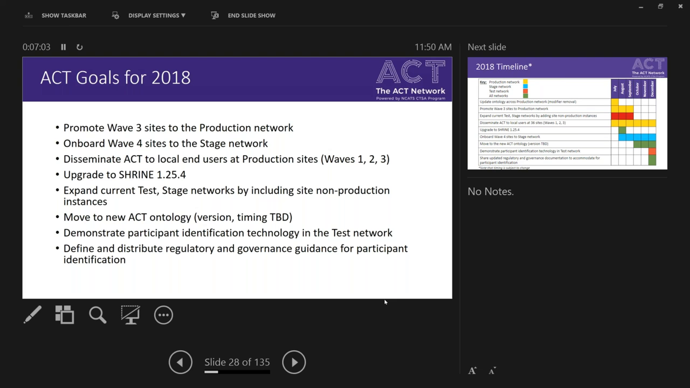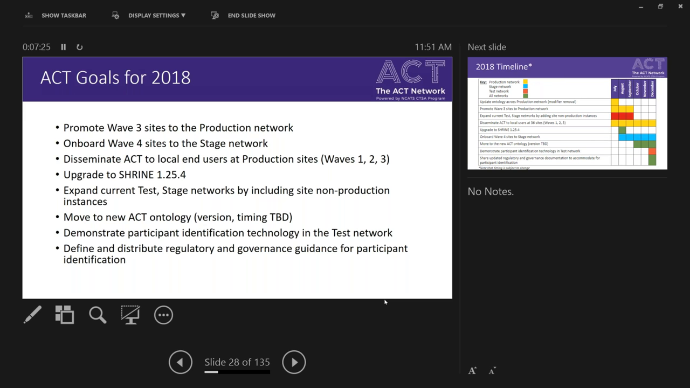So this is a much larger and a little bit more disruptive ontology update that we have planned. More information will come, but it's going to be exciting. There's a lot of work behind it, but it's really going to provide our users with the ability to query across many, many more terms than what are currently available in the ACT ontology.